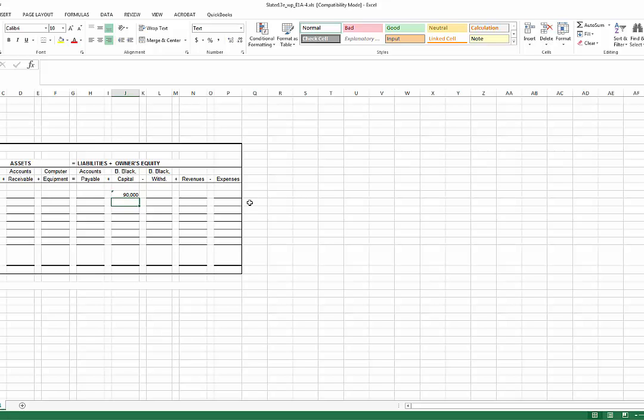Transaction B, bought computer equipment on account. Well, computer equipment is going to be our first account. And then we keep track of how much we owe other people in accounts payable. And how we know that we didn't pay cash for that is the word on account means that we have agreed to pay them later.